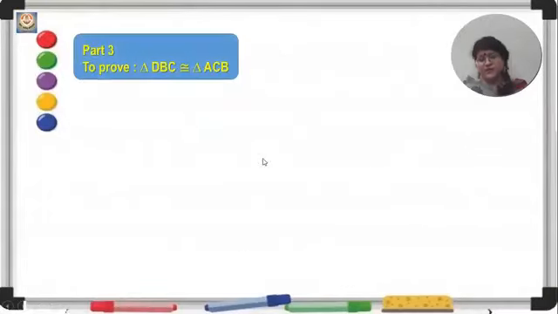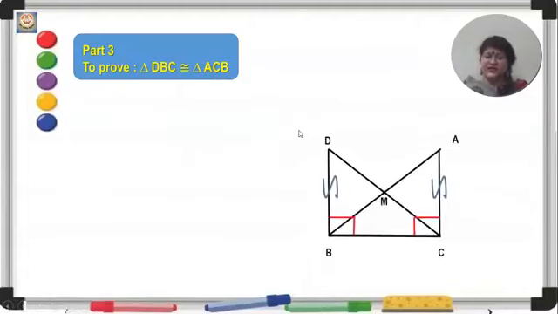Now this is the third part. In the third part, you have to prove triangle DBC is congruent to triangle ACB. So again, I have taken the triangle separately. See, each time I take these parts, you don't have to draw it separately. This I have kept for better understanding, and on the basis of this, I have drawn the diagram, so that it is clear when I explain. Now, prove DBC congruent to ACB.